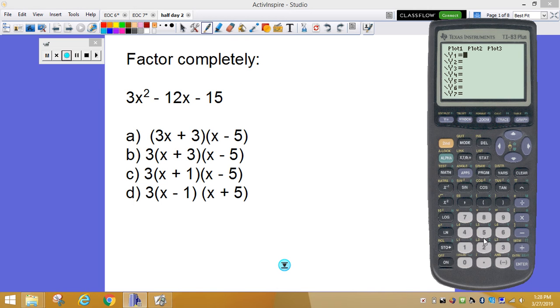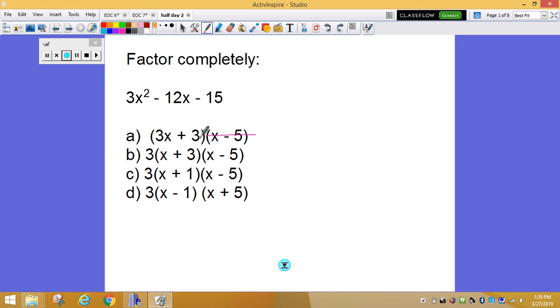The first thing I would say that's important is that word completely. Completely means you want it broken down as much as possible. So let's look at our answers. B, C, and D all have a 3 taken out. So the first thing in my head I would say is, well, could you take a 3 out? Will 3 go into 3 and 12 and 15? You can. You can take a 3 out. So I would say A is not right because they did not take a 3 out in the very beginning.